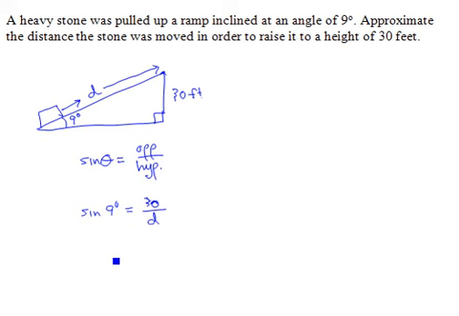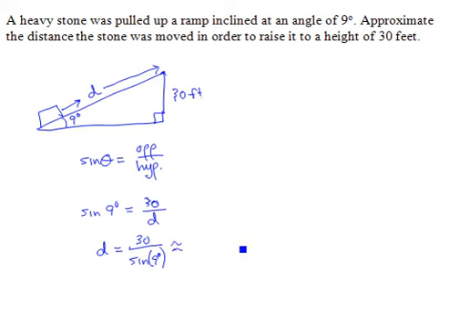Well, if we solve for d by multiplying both sides by d and dividing both sides by the sine of 9 degrees, we obtain d equals 30 divided by the sine of 9 degrees, and we can use a calculator to get an approximation for the distance d.